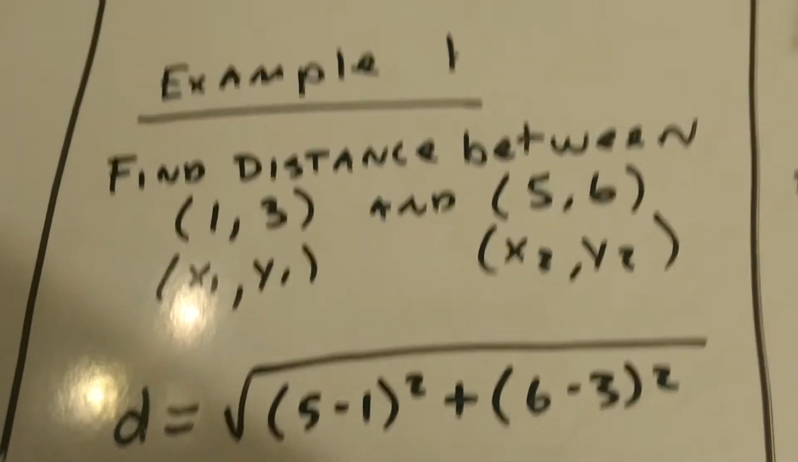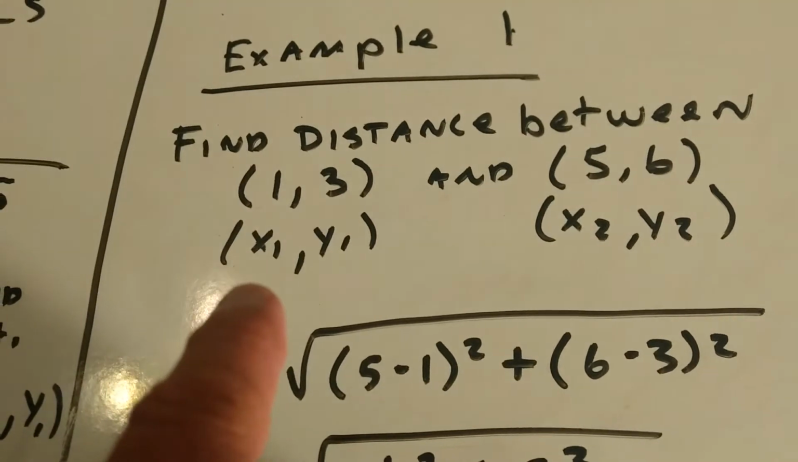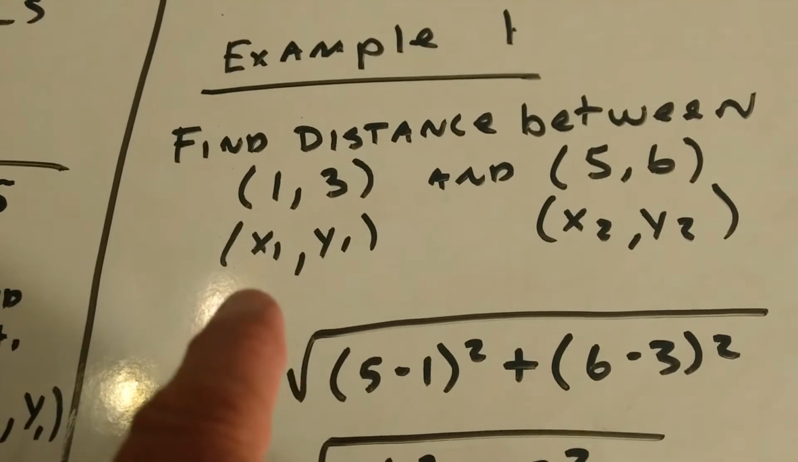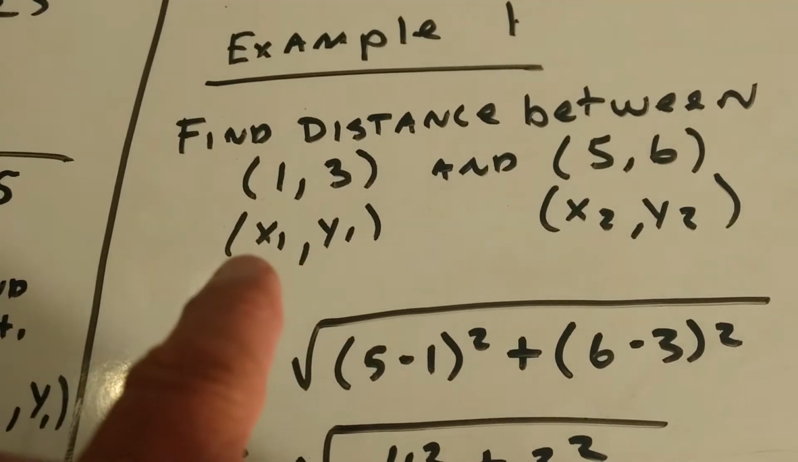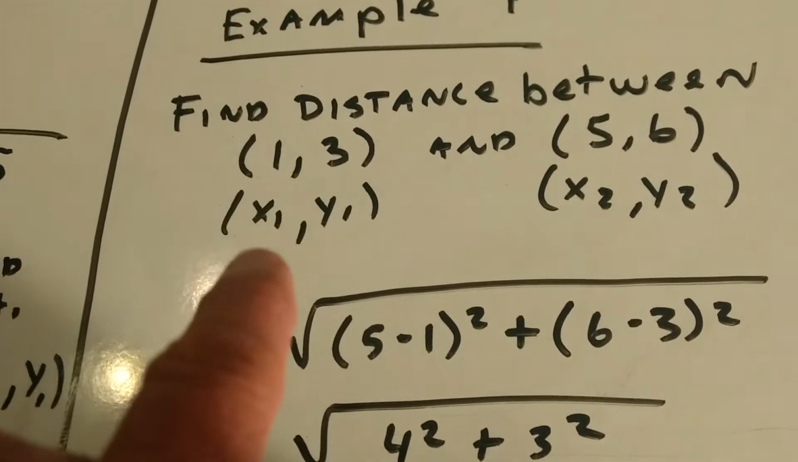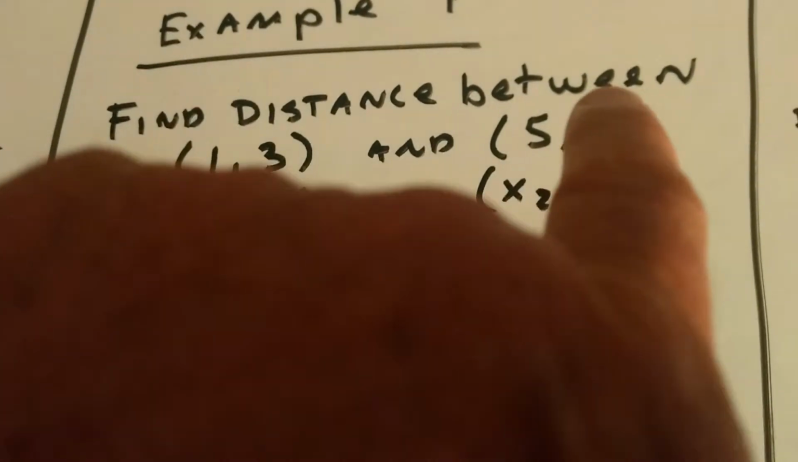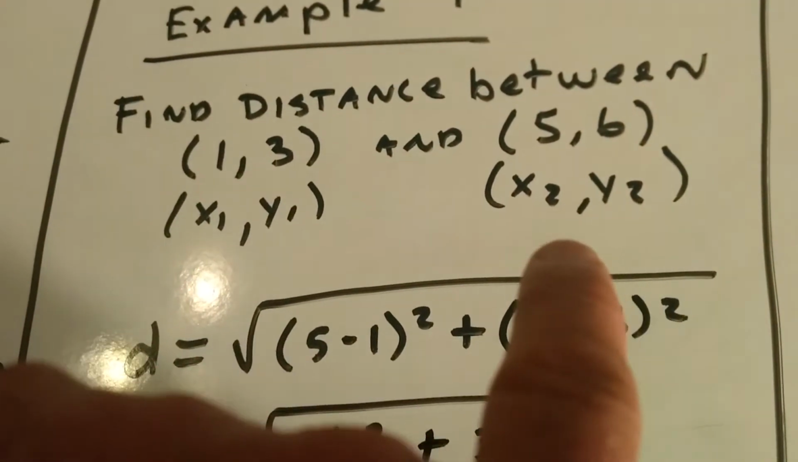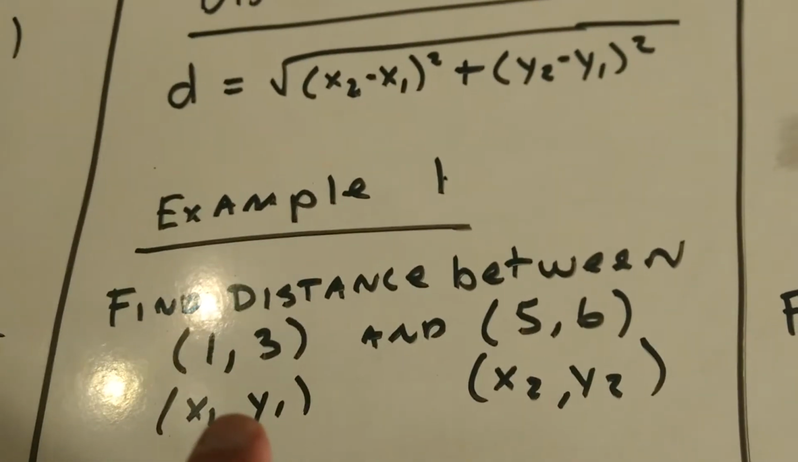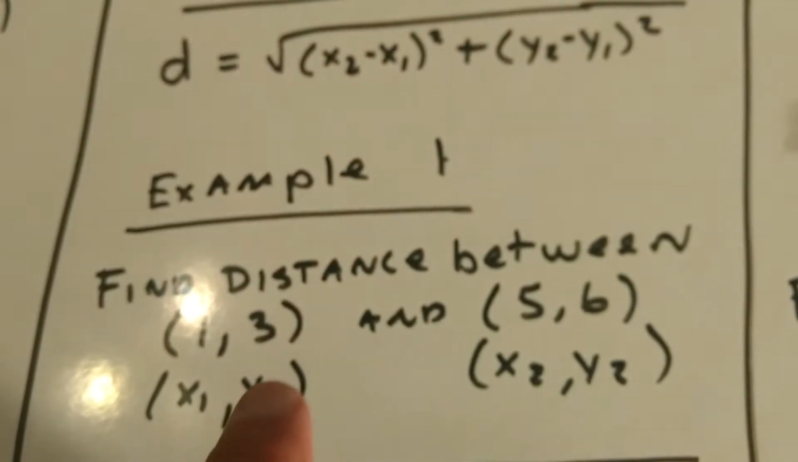Here's example 1. Let's find the distance between (1, 3) and (5, 6). All right, so the first thing I did, and this is something I do because I don't want to make a mistake, is I'm writing so I understand that 1 is x1, 3 is y1, 5 is x2, 6 is y2. If I look at the formula, all I'm going to do is take these numbers and put them in their position for the variables.